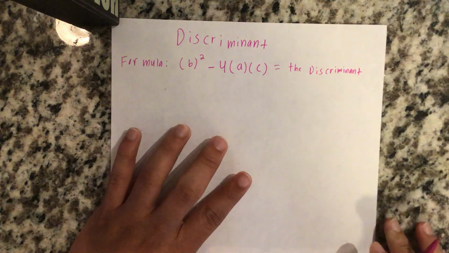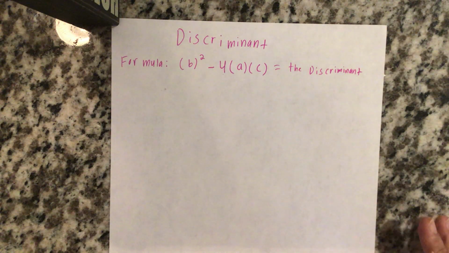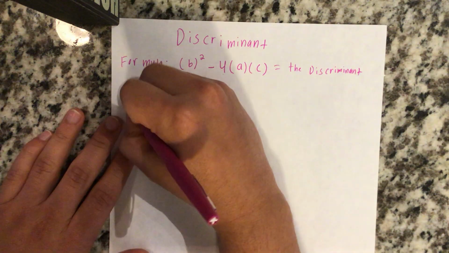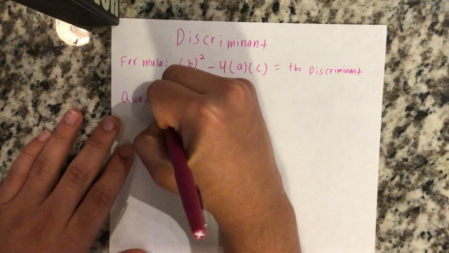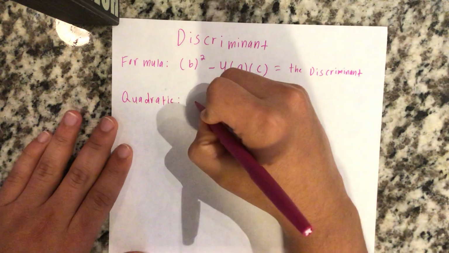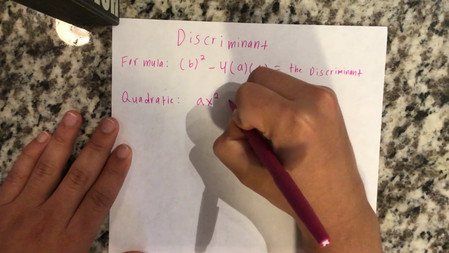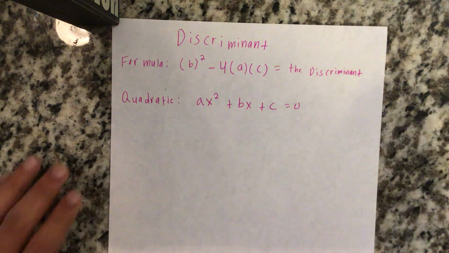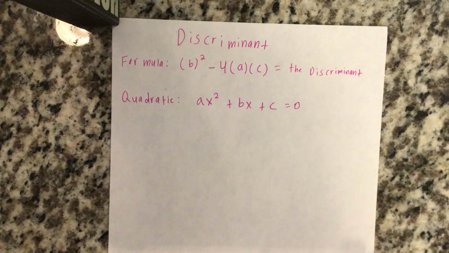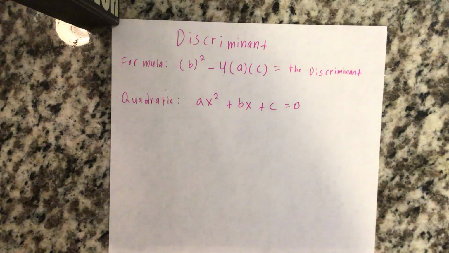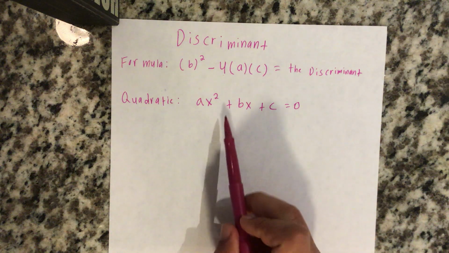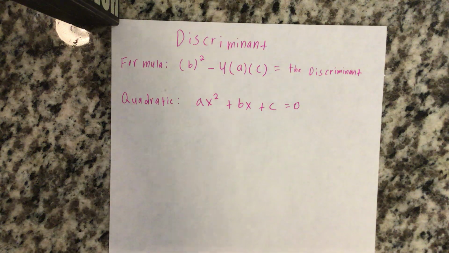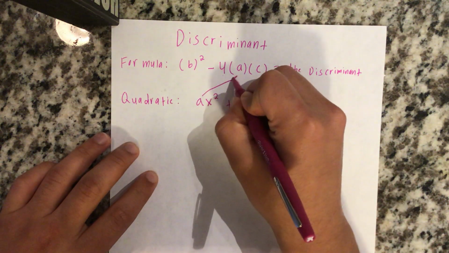It looks a bit weird, it might look intimidating right now, but it's really not that bad. If you remember, a quadratic, what we've been looking at for the past month now, is always in the form ax squared plus bx plus c, equals 0. We always have equals 0 because that's how we can solve it. So all we're going to do is take the values from the quadratic equation and plug them in to our discriminant formula.